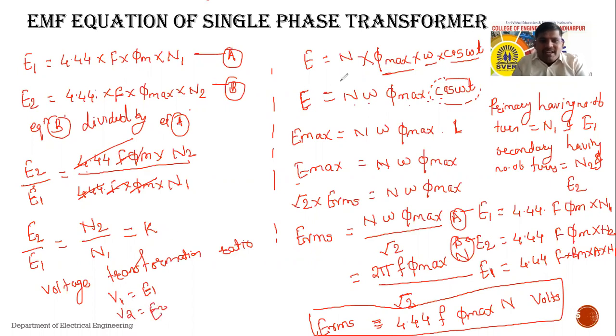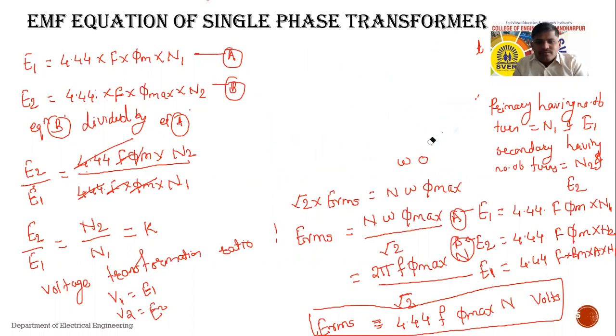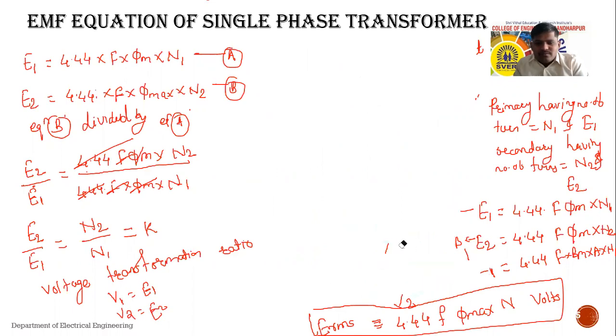Okay, so let us put this value also. Then we will get the transformation ratio. K equals V1 divided by V2. So our previous equation, E2 divided by E1, with E2 equal to V2 and E1 equal to V1, becomes V2 divided by V1, which equals N2 divided by N1, which equals K.